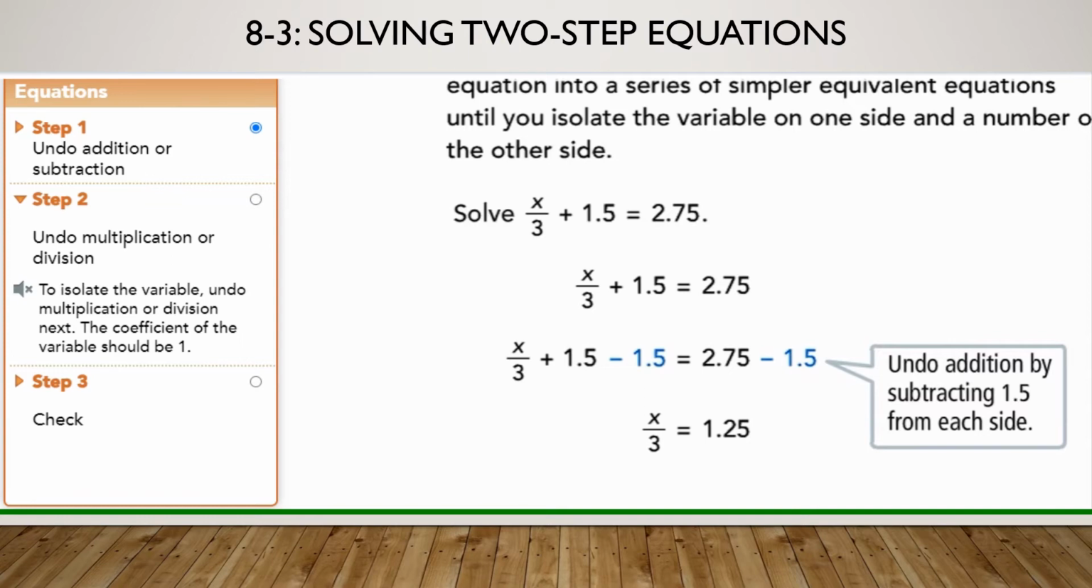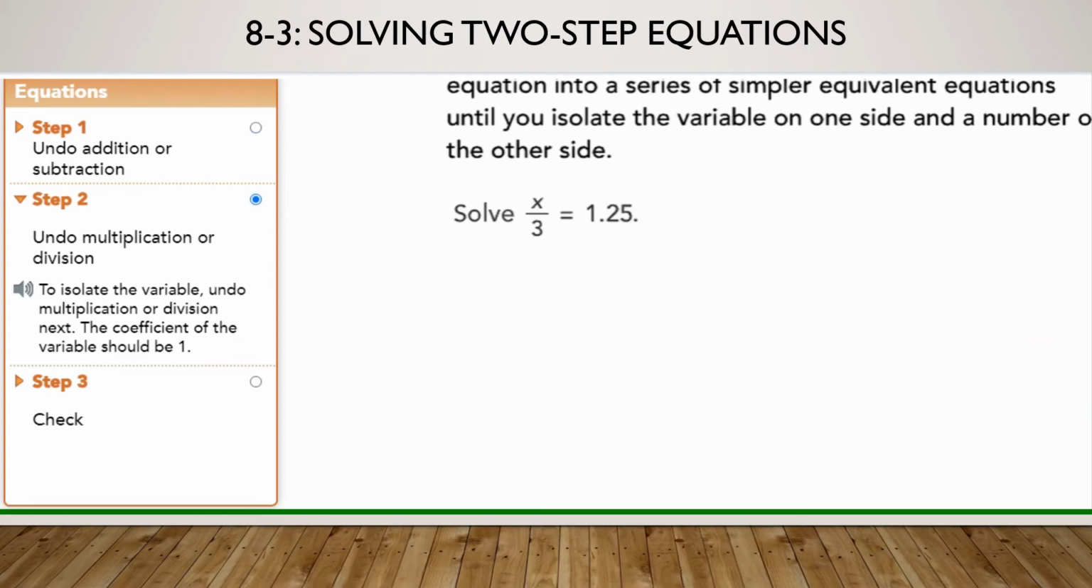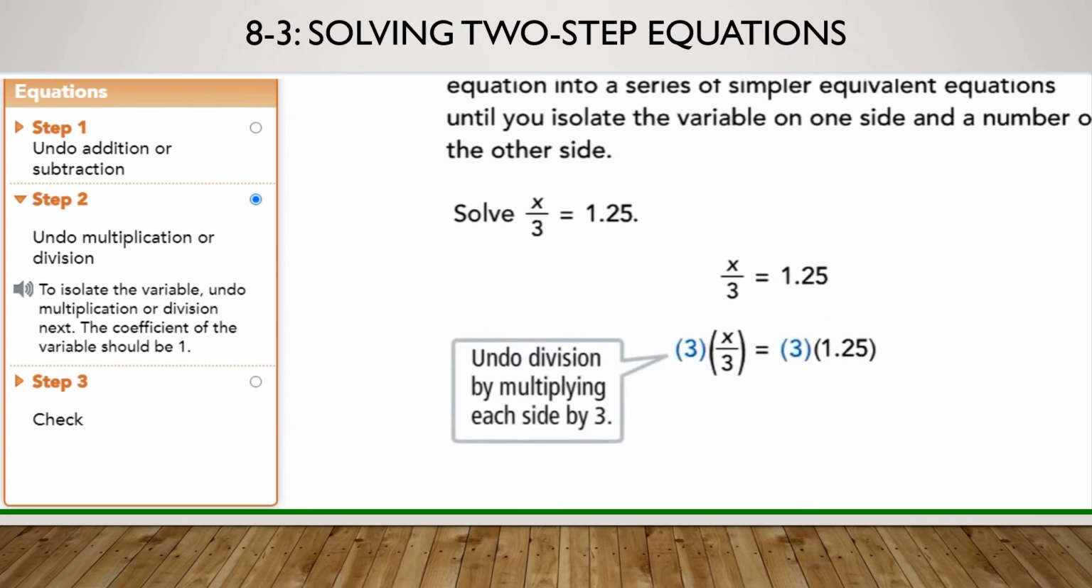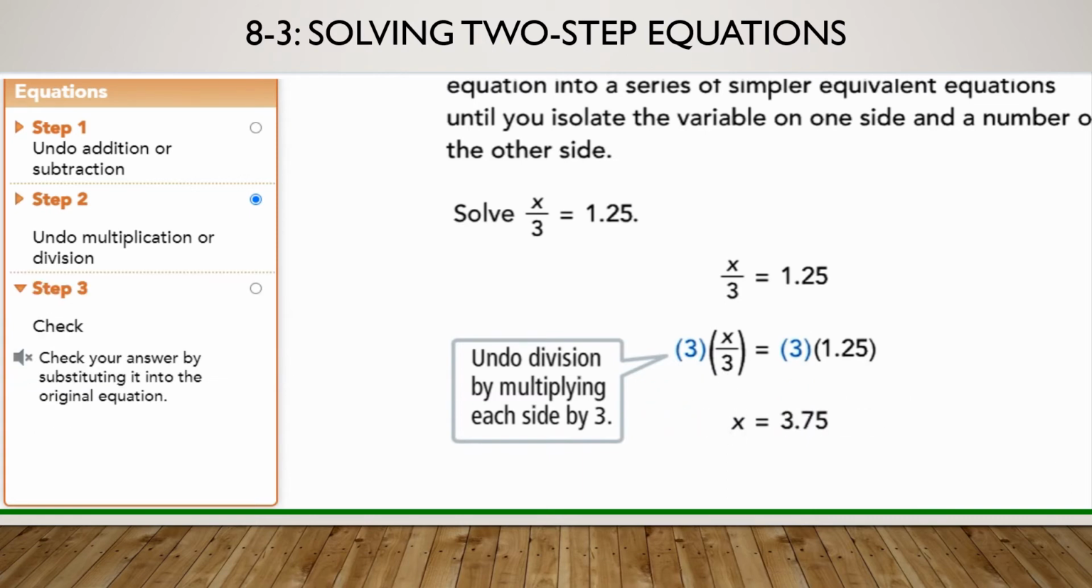To isolate the variable, undo multiplication or division next. The coefficient of the variable should be 1. Now solve the equation x divided by 3 equals 1 and 25/100. Undo division by multiplying each side by 3. X equals 3 and 75/100. Check your answer by substituting it into the original equation.